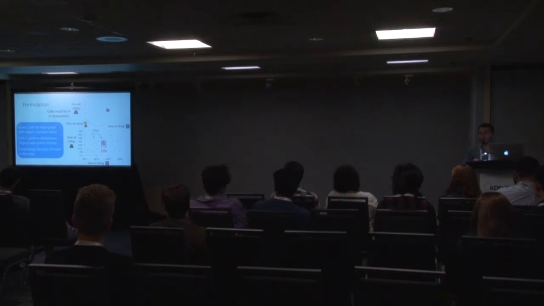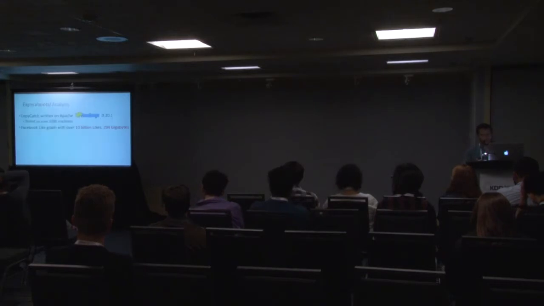We want to do this, placing this cube, to maximize the number of users that fall within it. If we can place a cube with lots of users, that means they're a suspiciously correlated group. So we offered this CopyCatch algorithm. This was done on Hadoop in a distributed manner. It was tested on Facebook's page-like graph with over 10 billion likes, around 300 gigabytes of data.